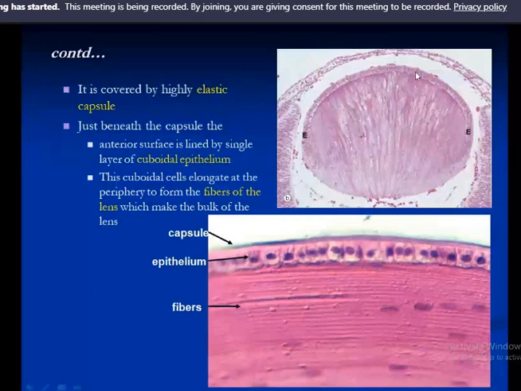Now on the periphery of the anterior layer, can you see over here? These cuboidal cells will elongate, and they will form the fibers of the lens, which form the bulk of the lens. So the fibers of the lens are formed from the cuboidal cells. They elongate and form the fibers. So this is all about the lens.